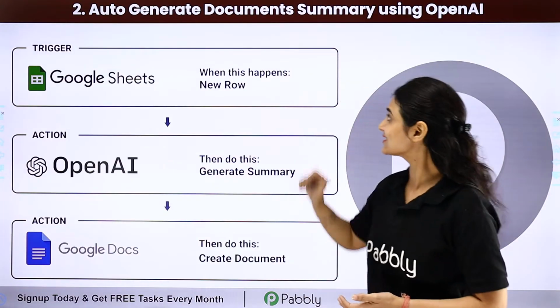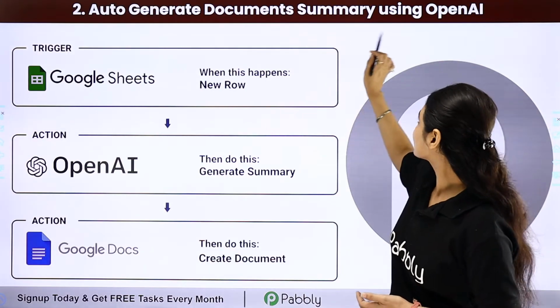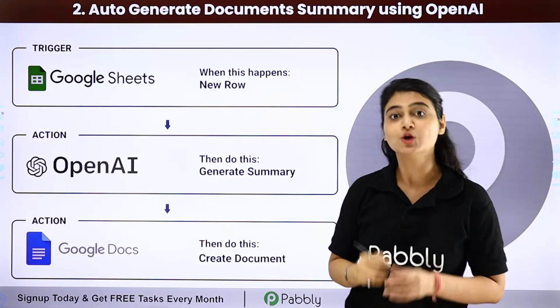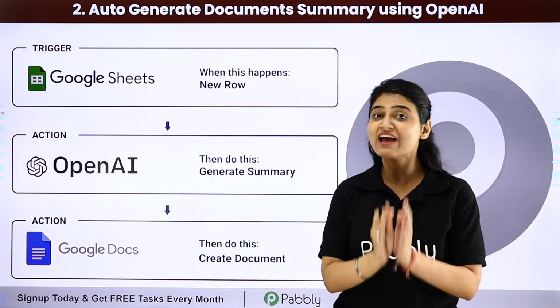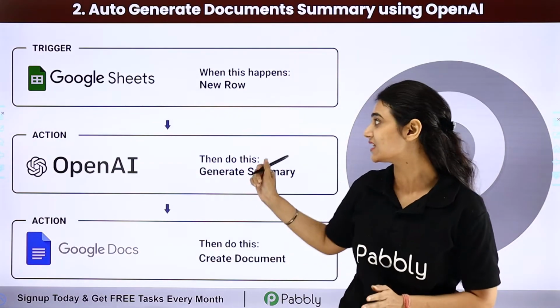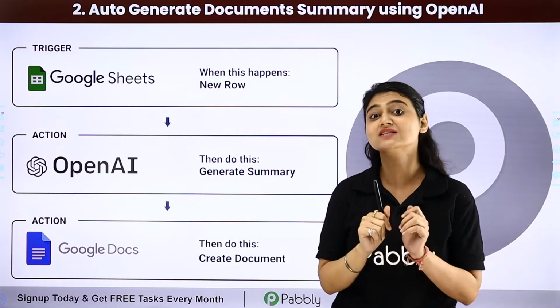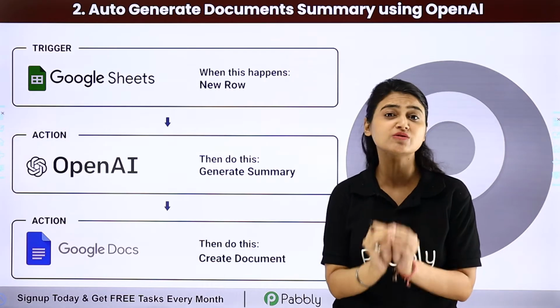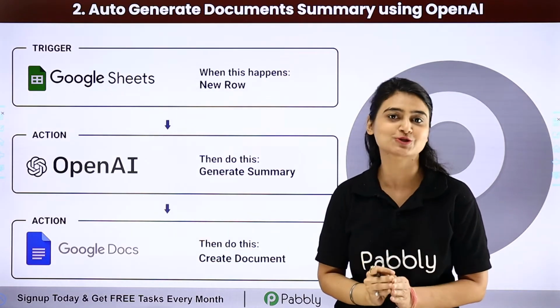Next in the list is auto-generate document summary using OpenAI. So if you are somebody who is heavily relying on content marketing, then this automation is for you, as content marketing can generate 3 times more leads than traditional marketing.